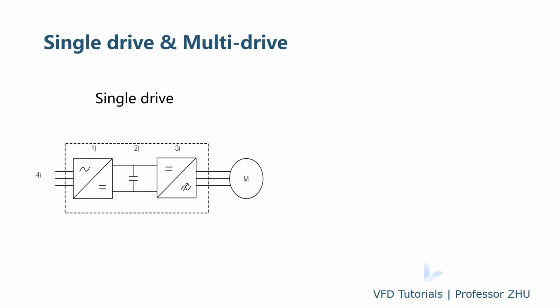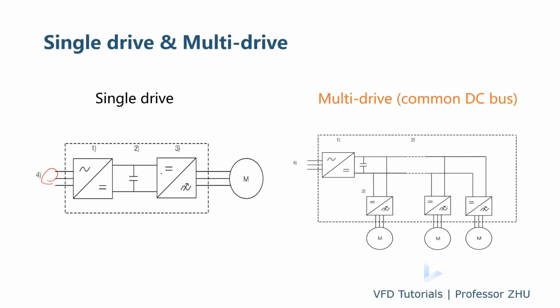Talking about the single drive and multiple drive. This is a typical single drive: AC input, AC to DC, DC to AC, and one motor. One drive, one motor. Multiple drive means multiple motors with multiple inverters, but with a common DC bus. The DC buses of the different drives are connected in parallel, with a centralized converter: AC to DC is centralized, and DC to AC is distributed.